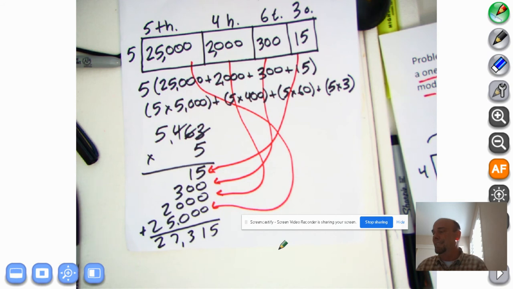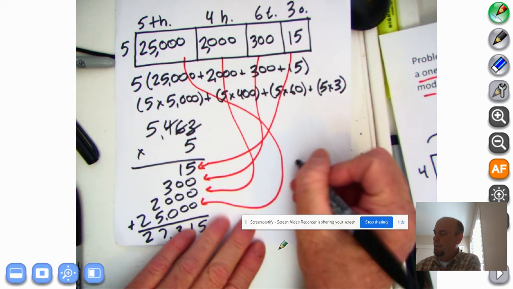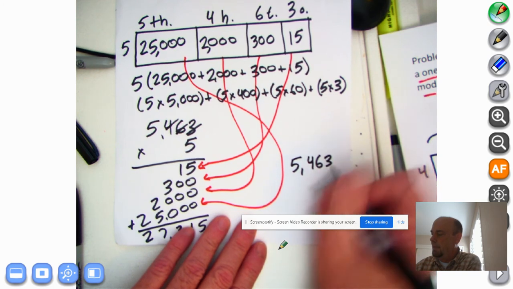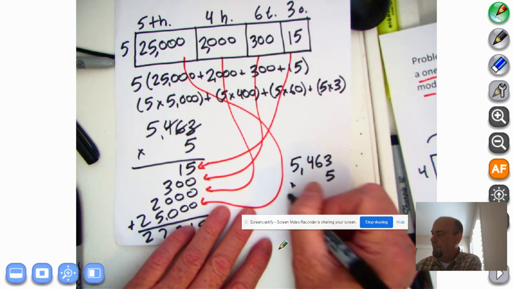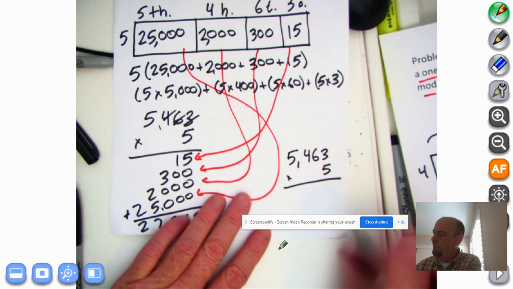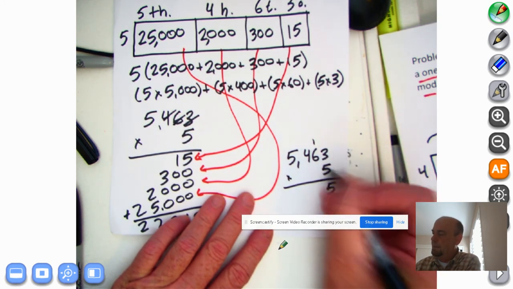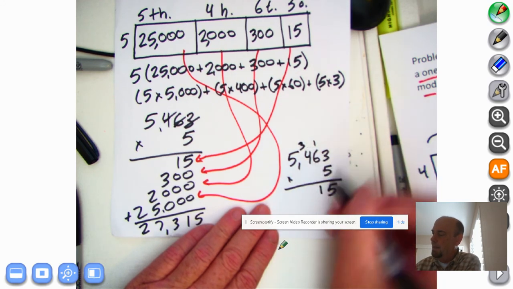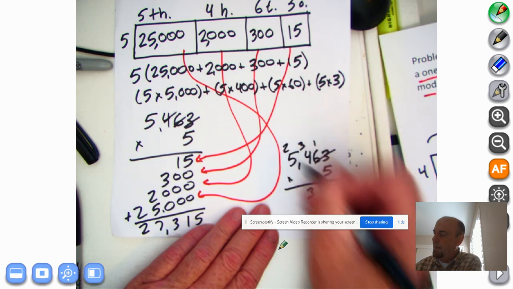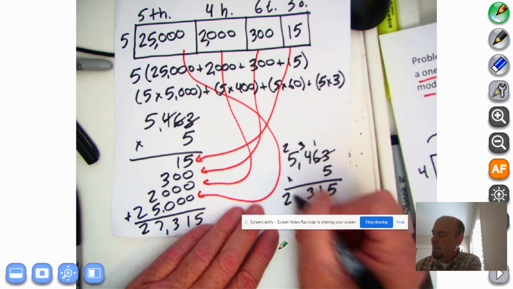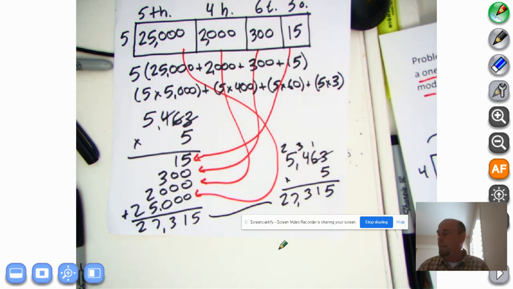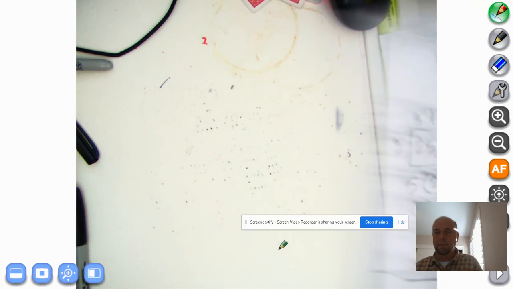Let's just do this in the standard algorithm before we leave this part of the concept development. 5,463 times 5. 3 times 5, 15. 6 times 5 is 30, plus 1 is 31. There's my 3. 4 times 5 is 20, plus 3 is 23. And 5 times 5 is 25, plus 2 is 27. And we're at 27,315. The same. It all worked out. So that's part 2 of the concept development.